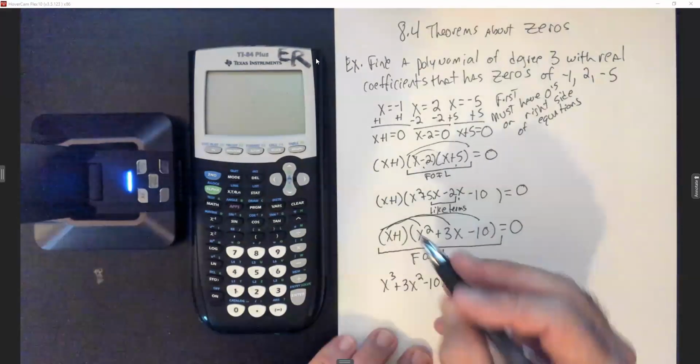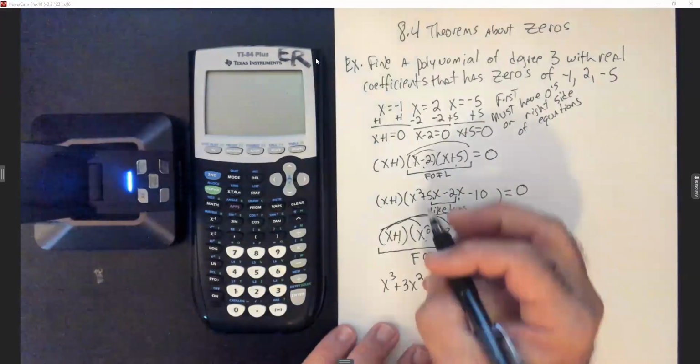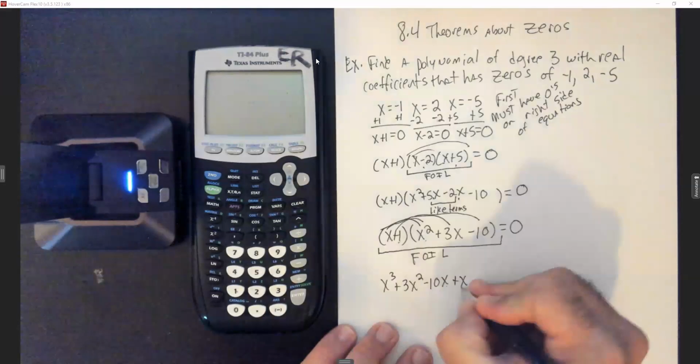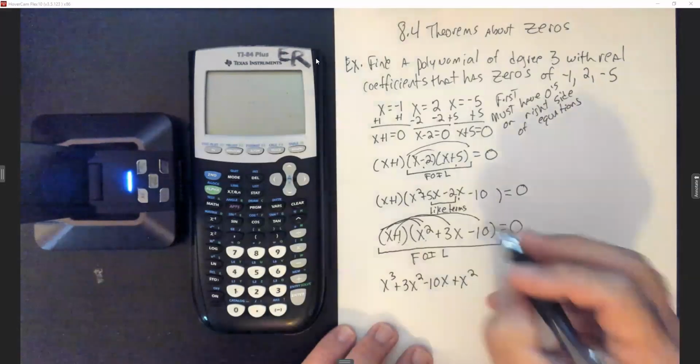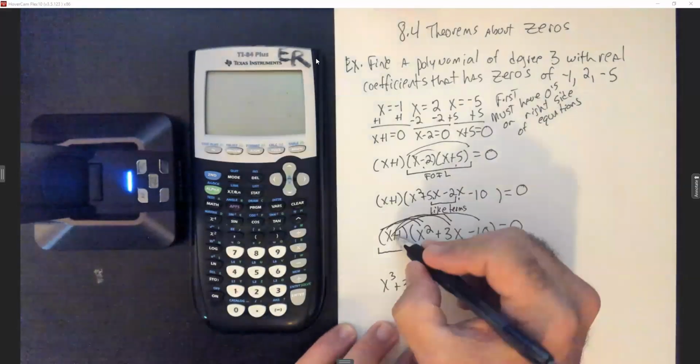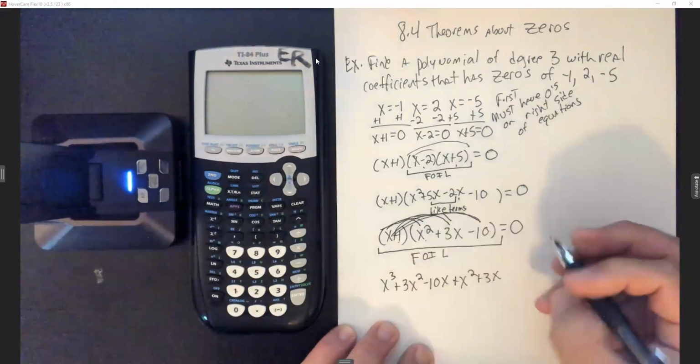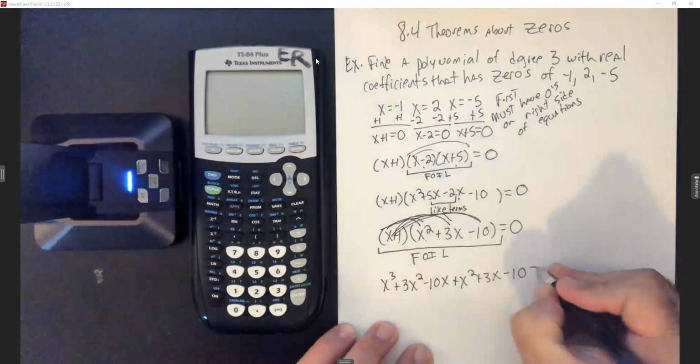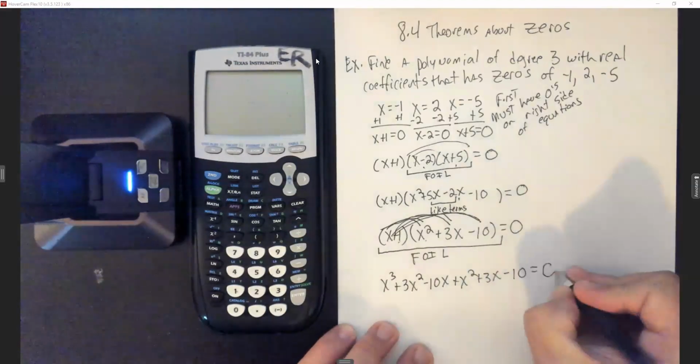Now, multiply everybody by the 1. 1 times x squared is x squared. 1 times 3x is a 3x. 1 times negative 10 is a negative 10. And all this is still equal to 0.